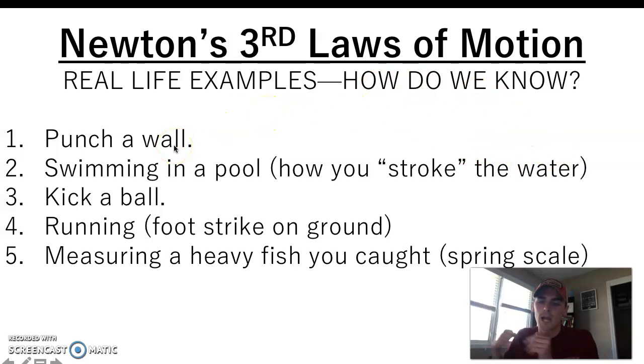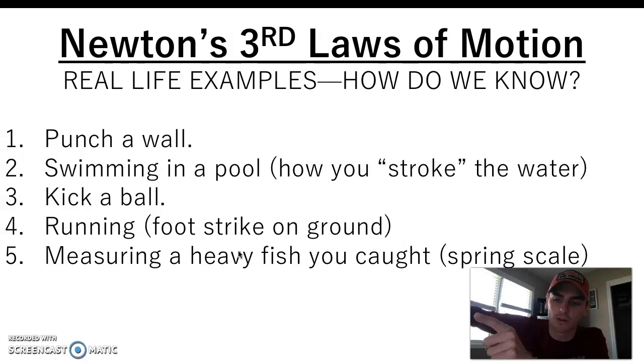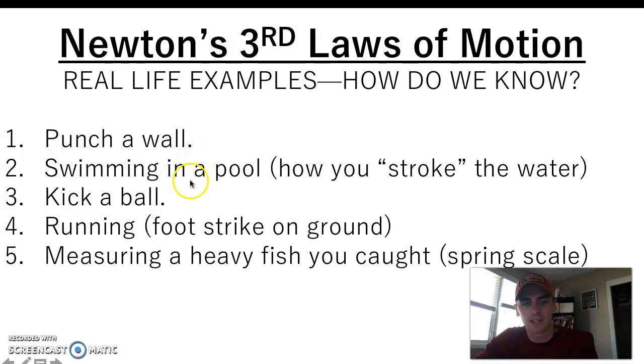I mean, when I punch a wall, I clearly apply force to that wall, but it hurts my hand afterwards, and that's evidence that shows me the wall exerts a force back on my hand. When you swim in a pool here, I probably won't be able to show this on my little webcam, but when you actually stroke in the water, you push the water back. It's the water pushing back on you that makes you go forward.